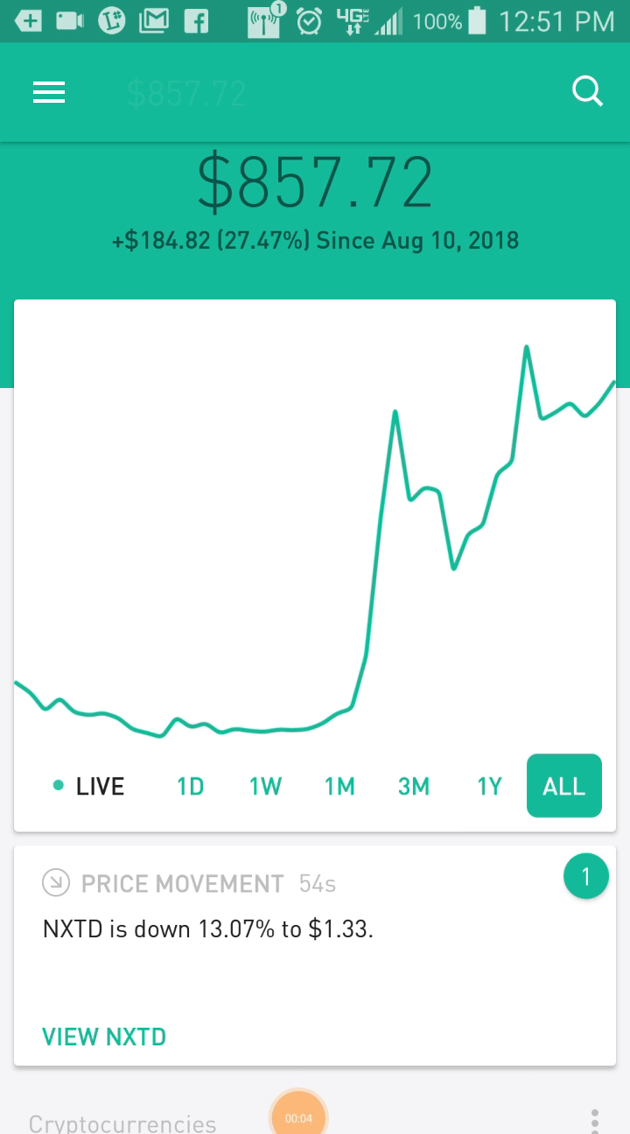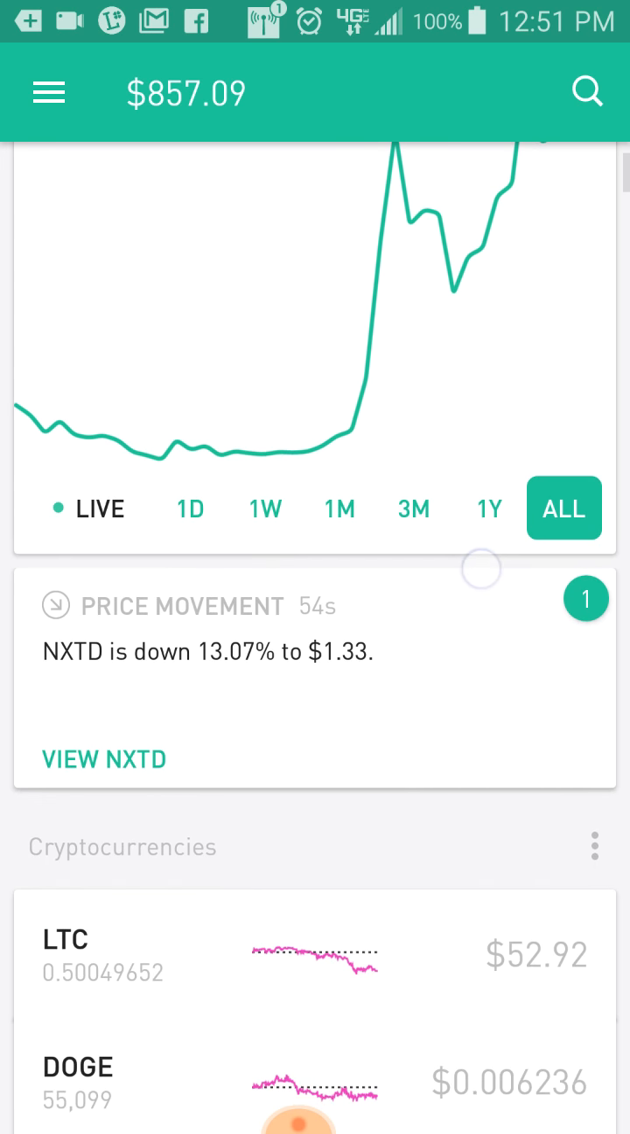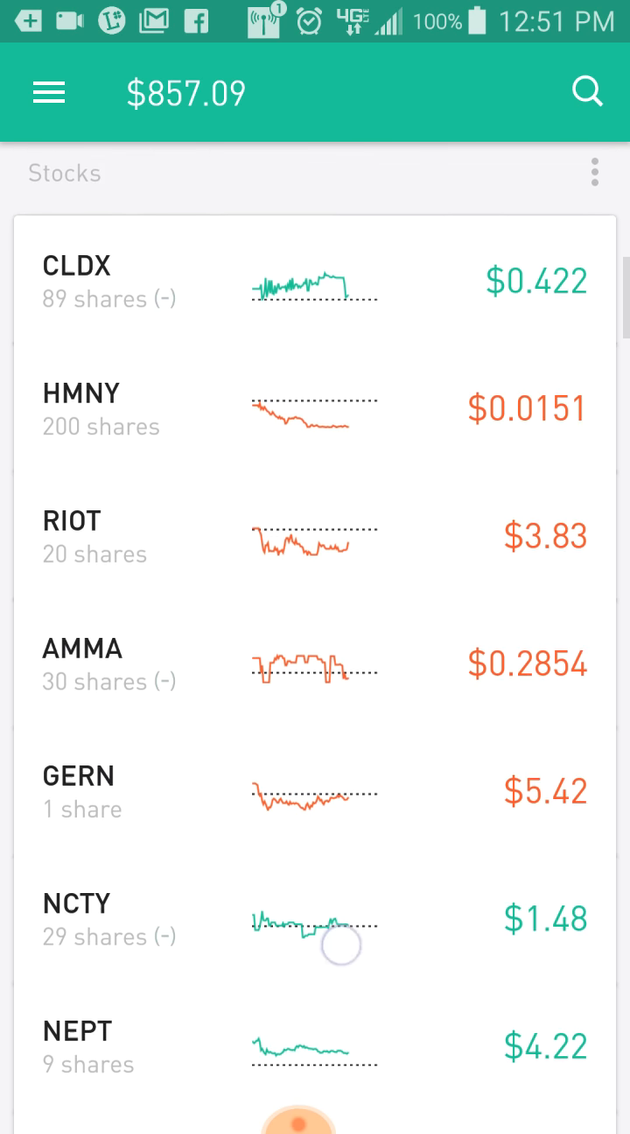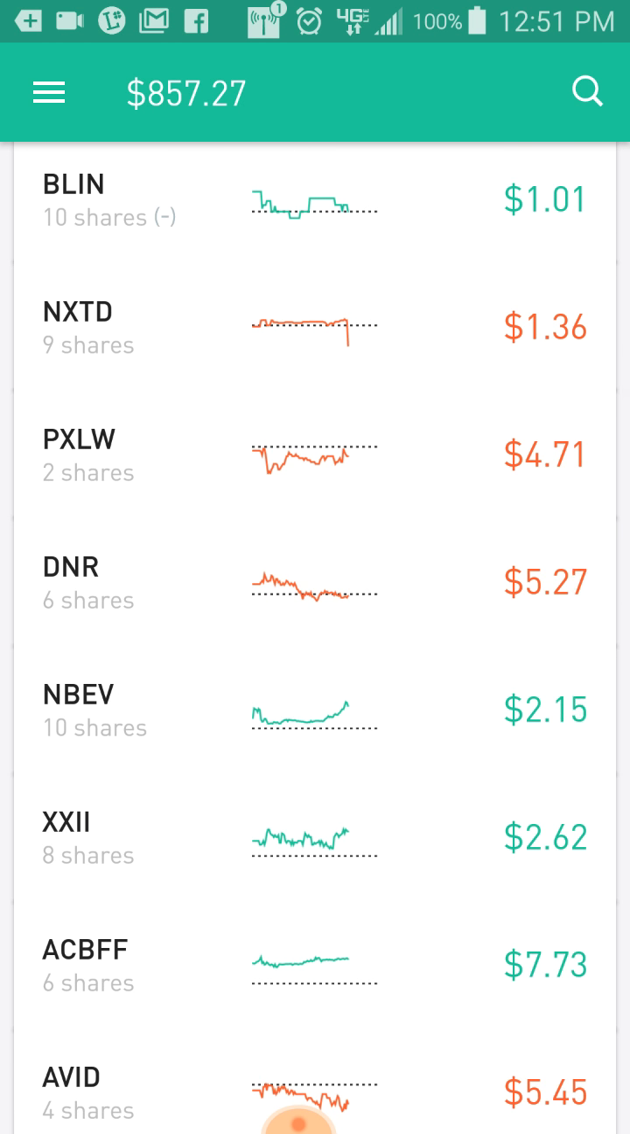Hey guys, so I wanted to make another video about using the Robinhood app, and I just wanted to show an example of how I've locked in some profits today. I'm just going to use this stock because this is the one that I've actively been trading today and making money on.